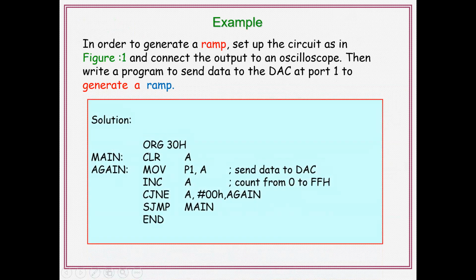So for that, one solution is: ORG 00H, SJMP main, which is the common statement. After that, ORG 30H. So we start the program at ORG 30H, here main colon, CLR A, clear accumulator. So the accumulator is initialized with 0. Here we are going to generate a ramp signal. That ramp signal is nothing but a signal which increases continuously from 0 to the maximum, called FFH. After that, again it starts from 0 to FFH. So here also, first a value 0 is loaded into port 1, so that port 1 is initialized with 0.